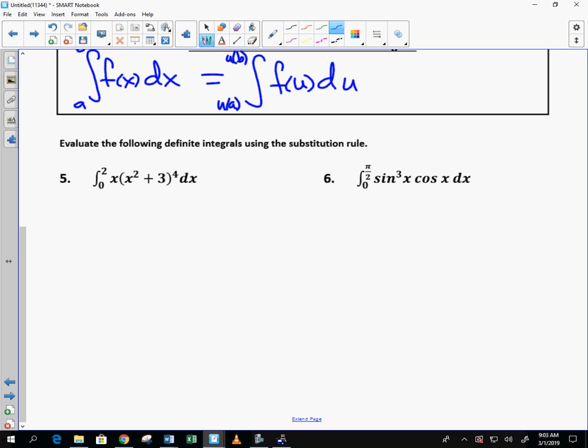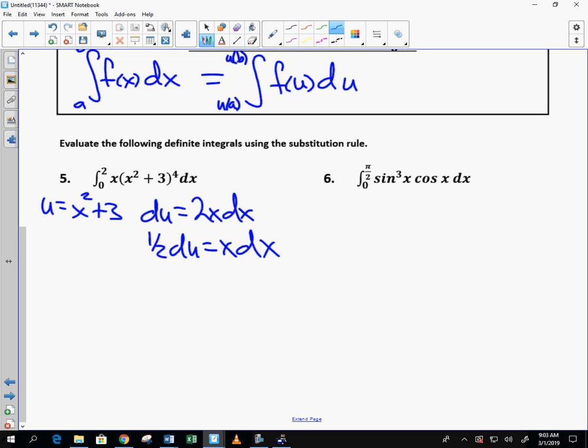I can't tell you always the one way to do it. But in this situation, you guys are pretty good with it. You know that u is equal to what? x squared plus 3. So du is 2x dx. I don't have a 2x dx. 1/2 du is equal to x dx. Great. So I have 1/2 integral of what? u to the 4th du. Pause. See how easy that was?